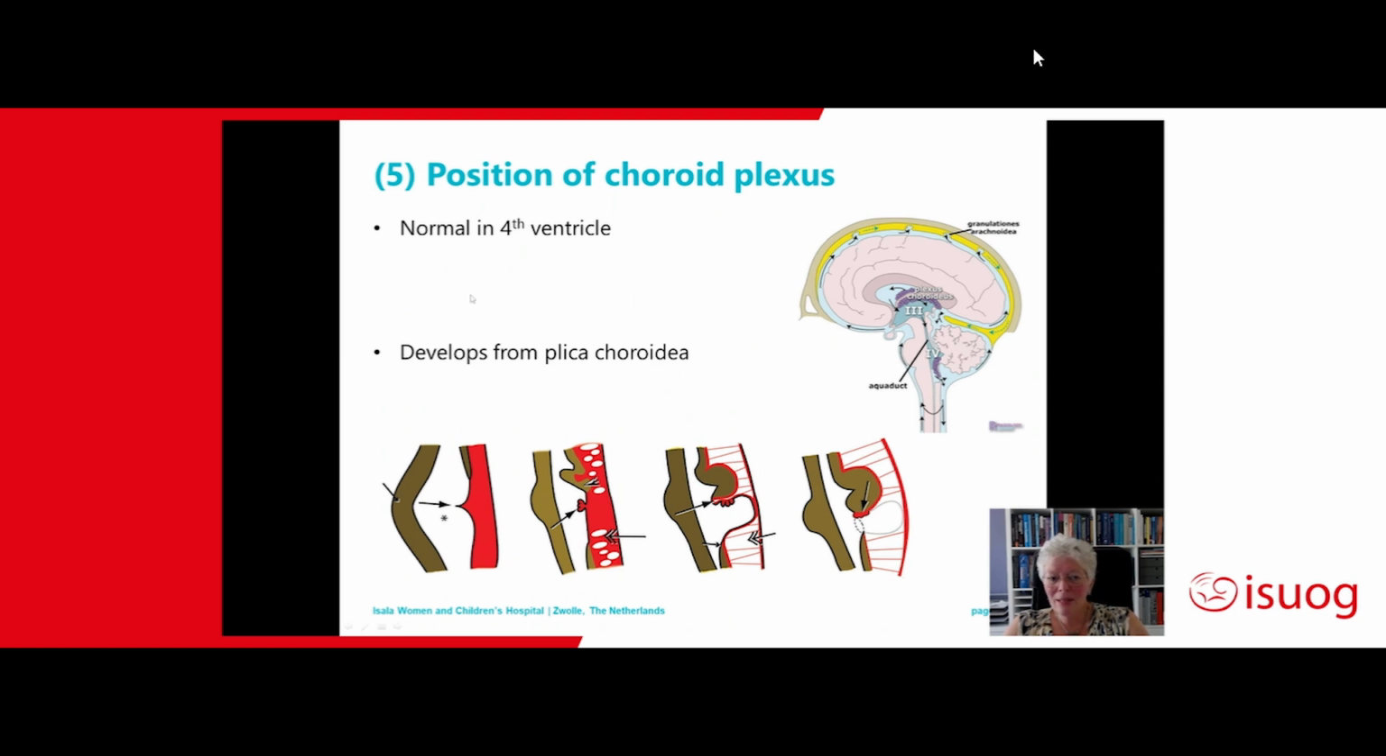And last but not least, the position of the choroid plexus, which is situated normally inside the fourth ventricle, over here. And what we said before, it develops from this tela choroidea over here, and then should be on top of the Blake's pouch, a little bit below the vermis.